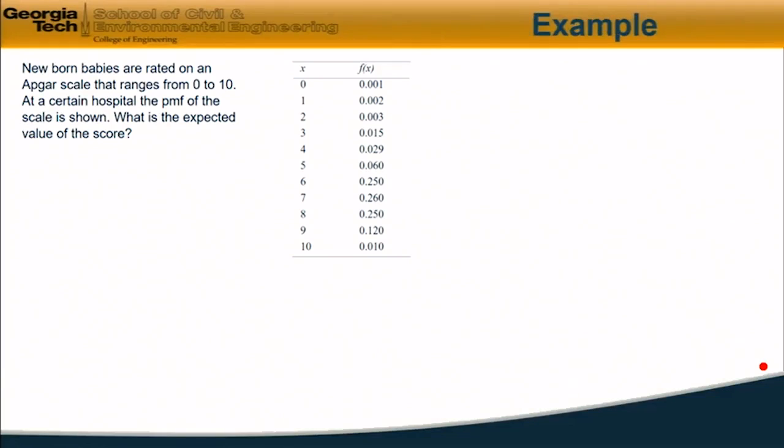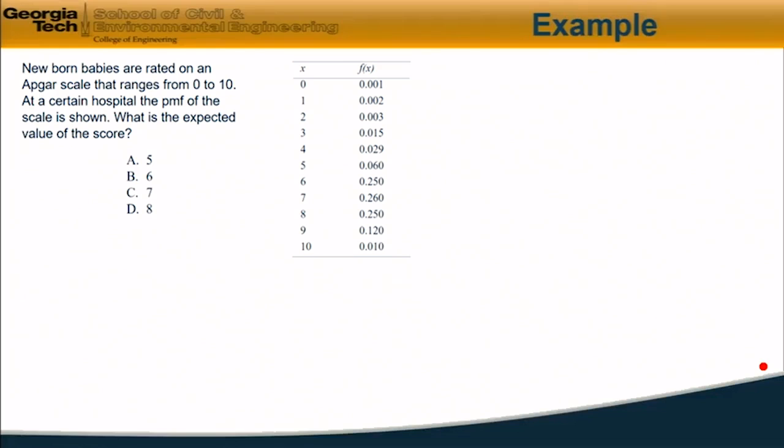Let's do an example. Newborn babies are rated on the so-called APGAR scale, which ranges from 0 to 10. So 0 would be a baby in very poor health, up to the maximum of 10, which is a baby in very good health. At a certain hospital, it's observed that the probability mass function of the scale is as shown here. Which of these is the expected value of the score for this hospital?